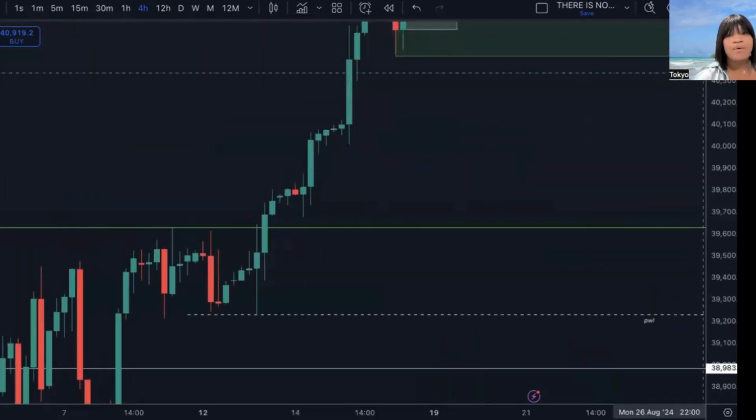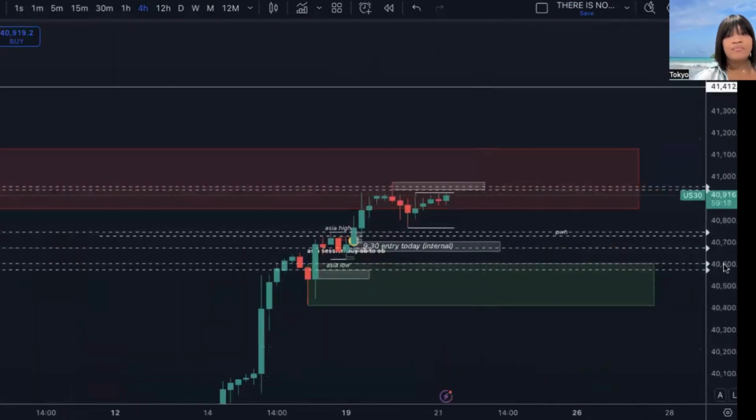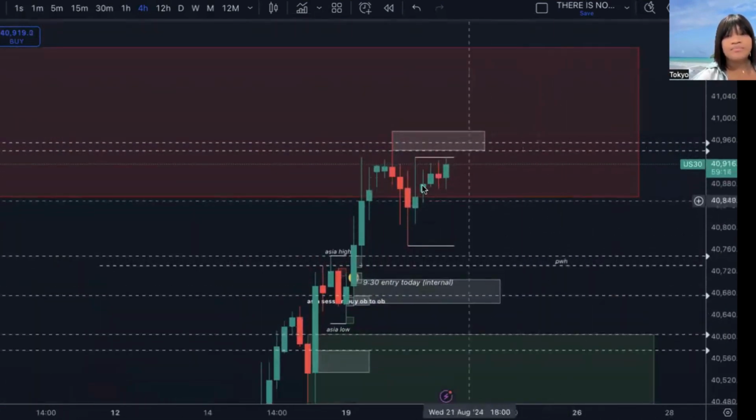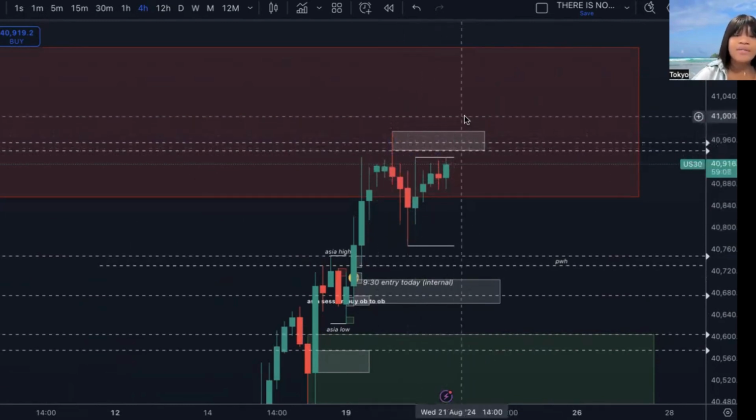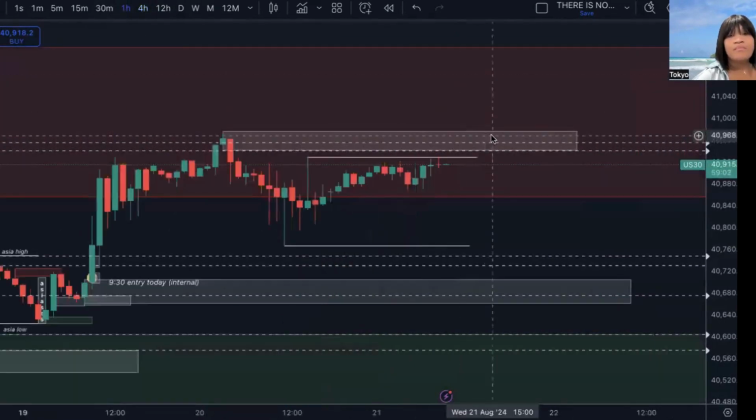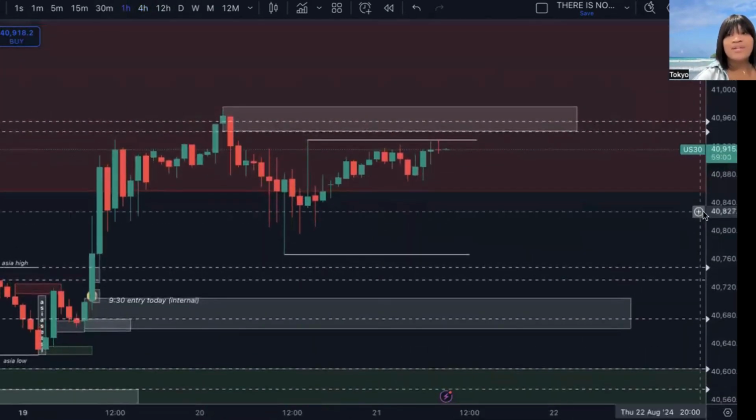We're still in that 4-hour bearish OB. Price hasn't really broken structure to the upside. Kind of been sideways a little bit, but the lows are still higher in this area, so that is something to look out for. So we'll see. I will update you guys at 9:30.